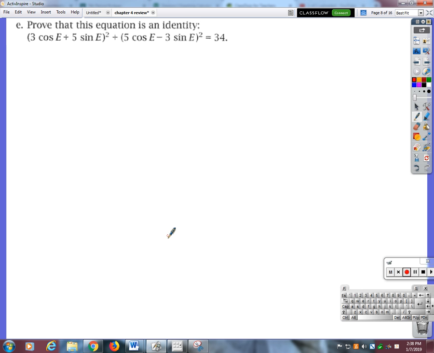Okay, prove that this equation is an identity. 3 cosine E plus 5 sine E squared plus 5 cosine E minus 3 sine E squared equals 34.